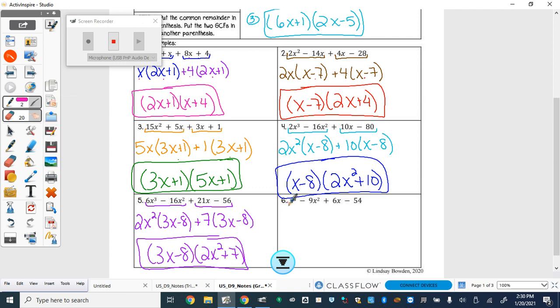All right. X squared is my GCF, so I get x minus 9. Then 6 is my GCF, so I get x minus 9. So x minus 9 times x squared plus 6.